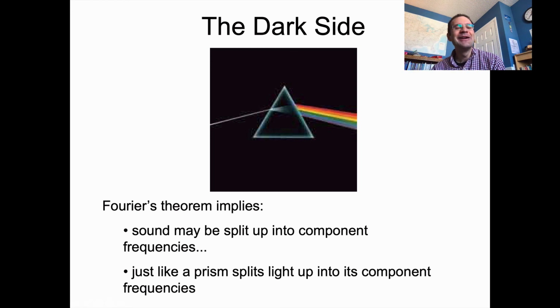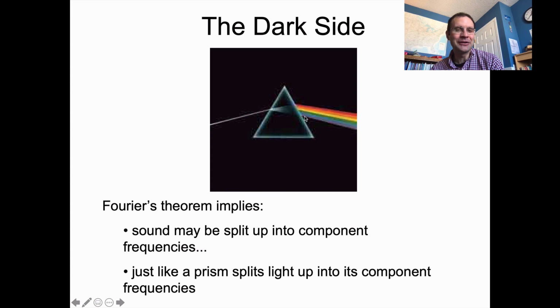Anyways, Fourier's theorem implies that sound can be split up into its component frequencies, just like a prism splits light up into its component frequencies. Hopefully you know this, but if you have white light and you put it through one of these glass pyramids called a prism, that prism will split up that white light and give you a rainbow on the other side.